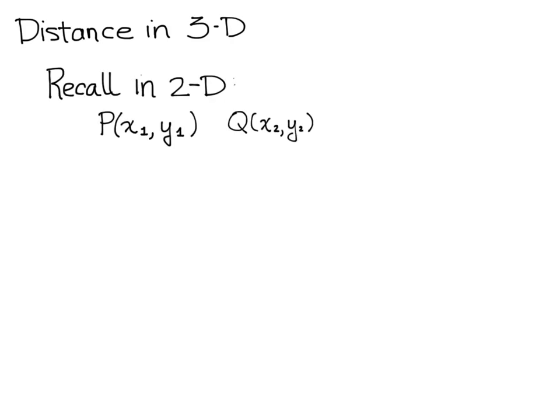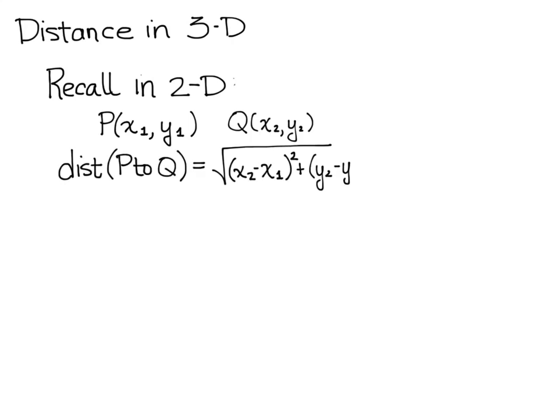Alright, next we'd like to talk about finding the distance between 2 points in 3 dimensions. Recall that in 2 dimensions we could take 2 points, P, given by (x1, y1), and Q, given by (x2, y2). And we found that the distance from P to Q was the square root of (x2 minus x1) quantity squared plus (y2 minus y1) quantity squared.